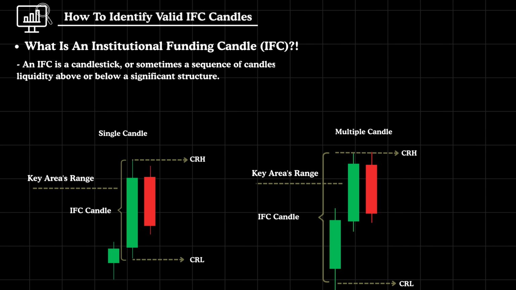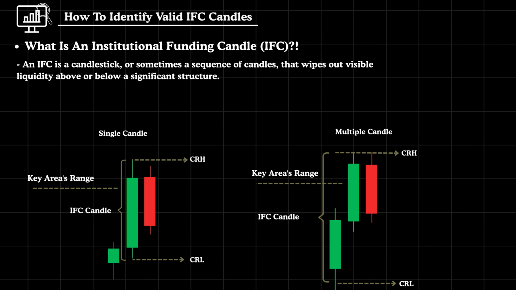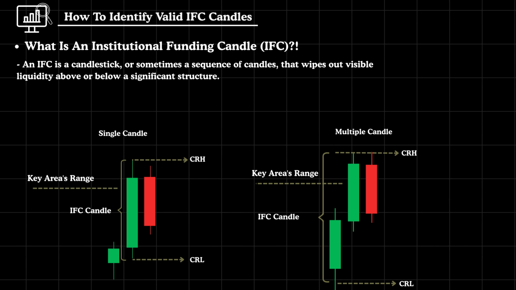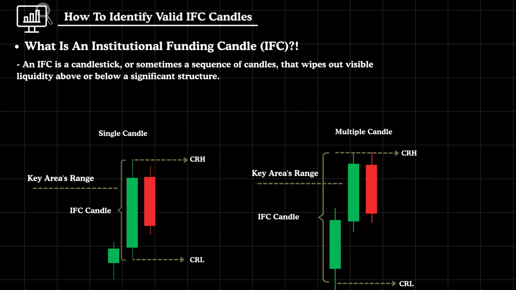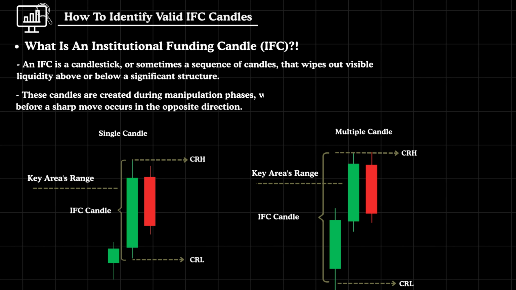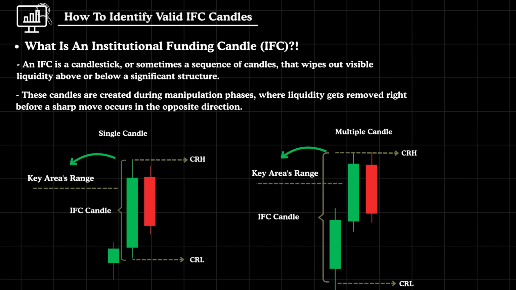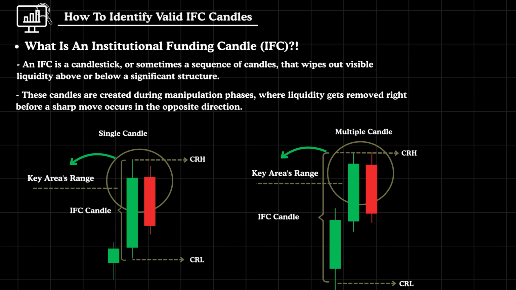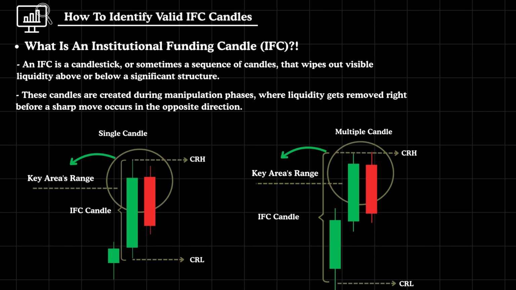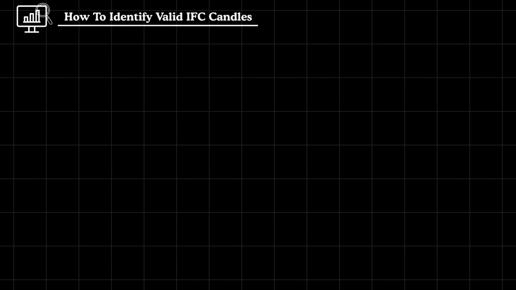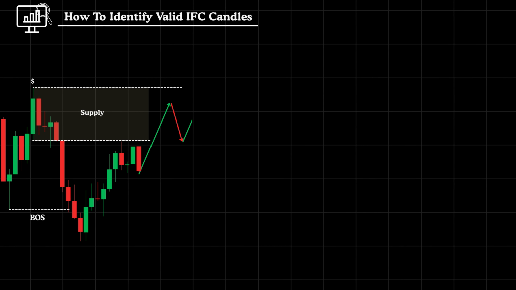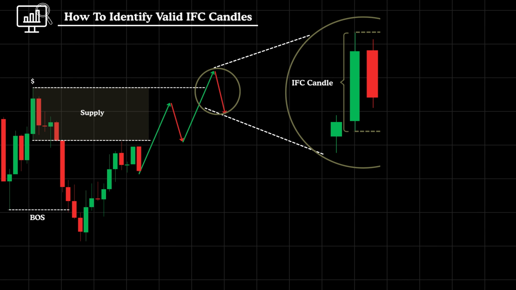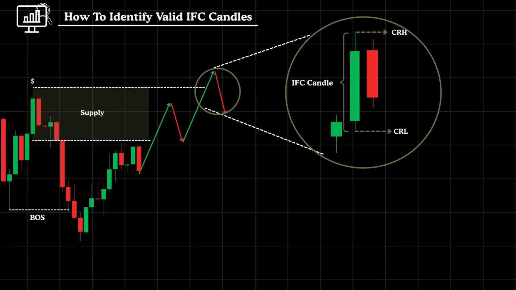An IFC is a candlestick, or sometimes a sequence of candles, that wipes out visible liquidity above or below a significant structure. These candles are created during manipulation phases, where liquidity gets removed right before a sharp move occurs in the opposite direction. Put simply, an IFC happens when price sweeps a critical structure and then swiftly pulls back into the range of that structure before continuing in the direction intended by smart money.